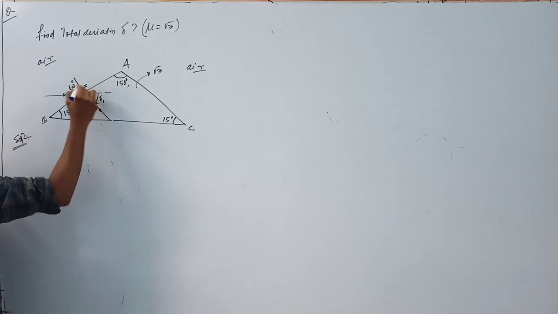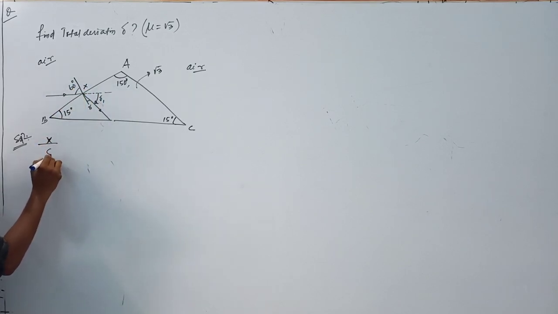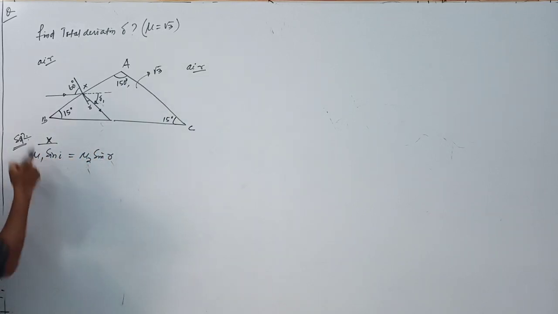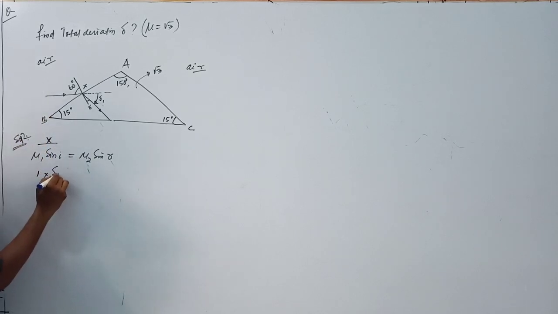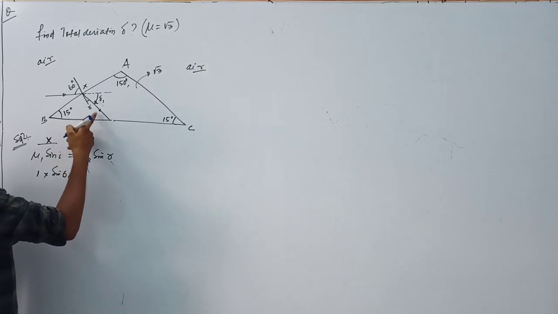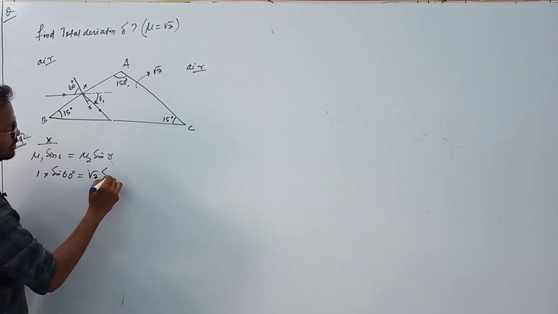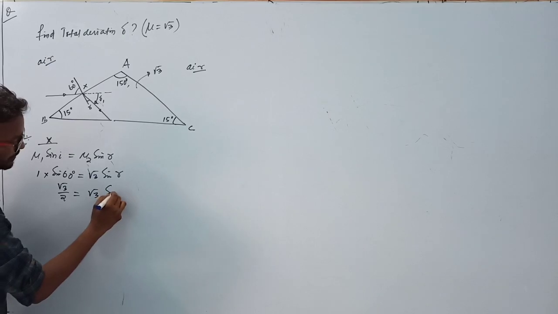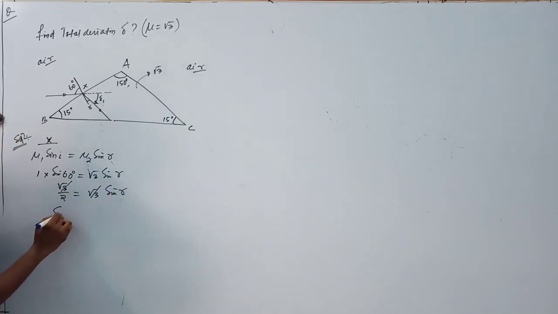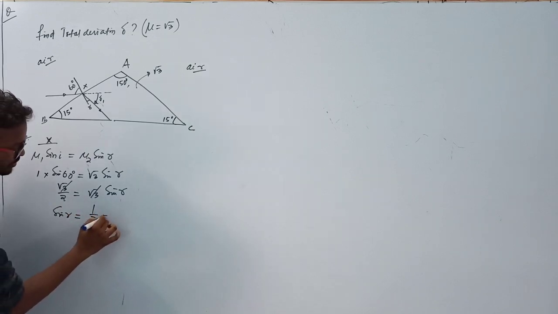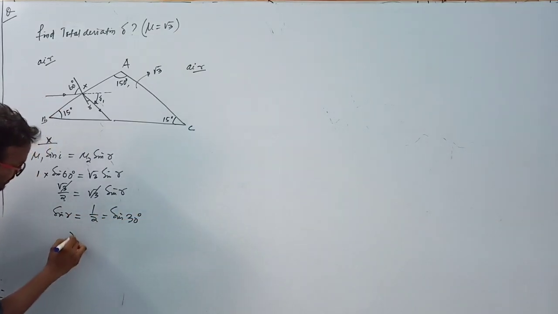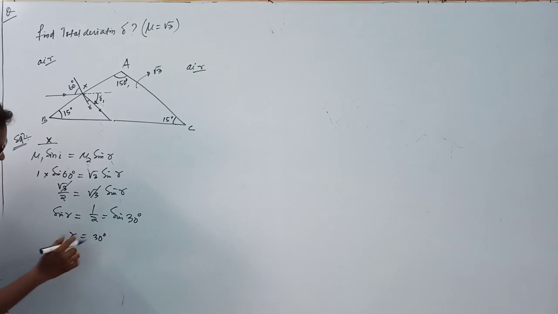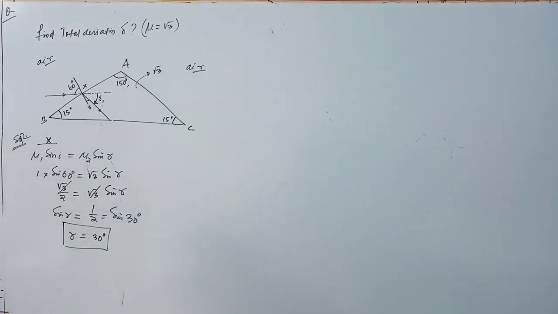At this point, suppose x, if we use Snell's law, that is mu 1 sin i equal to mu 2 sin r. mu 1 is air medium, refractive index 1, into sin i, sin 60 degree, equal to mu 2, the refractive index of the second medium, that is root 3, into sin r. Clear? And this value, root 3 by 2, equals root 3 into sin r. Root 3 cancels. So sin r equals 1 by 2, which is equal to sin 30 degree, and the angle of refraction through the first surface AB is 30 degree. Clear?